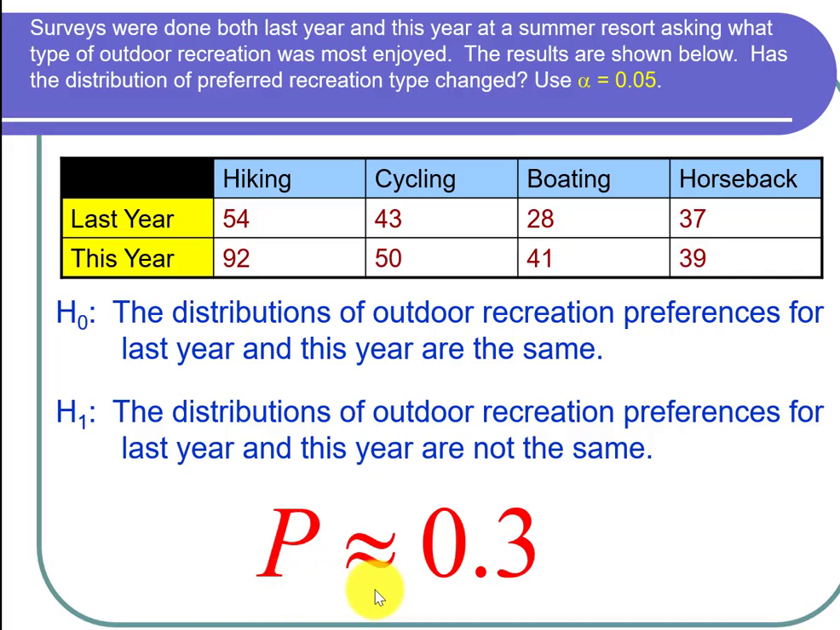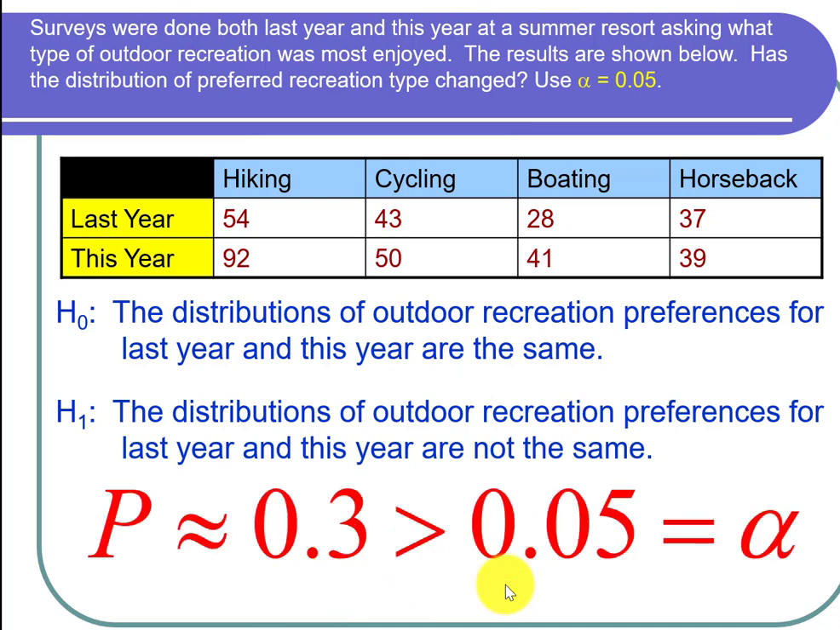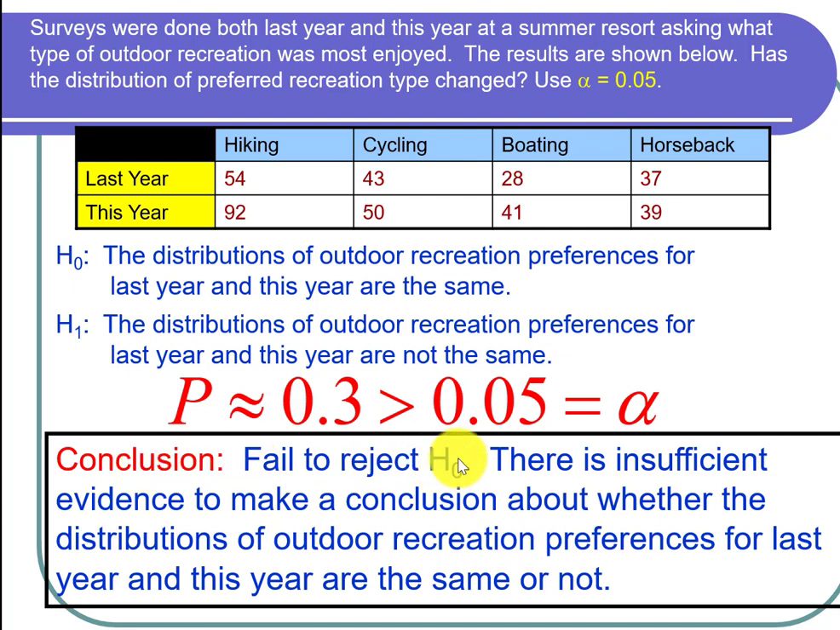So now I can take that and I can interpret it and write down my conclusion. Okay, the p-value was about 0.3. And very importantly, 0.3 is a lot bigger than our level of significance, 0.05, which is alpha. And when the p-value is larger than alpha, we fail to reject the null hypothesis. So the conclusion is there is insufficient evidence to make a conclusion about whether the distributions of outdoor recreation preferences for last year and this year are the same or not.